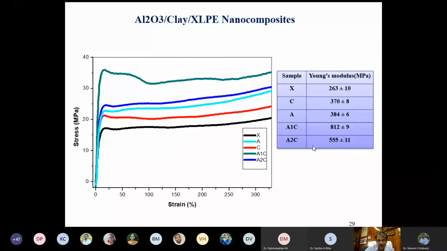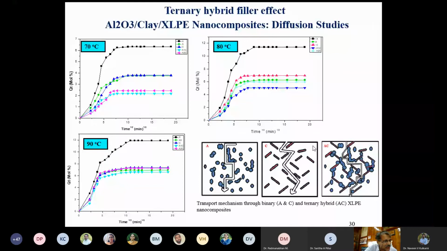We have three cartoons here. Look at the first cartoon. This is the polymer filled with aluminum oxide. The second one is the polymer filled with clay. And the third cartoon is polymer filled with clay and aluminum oxide. Next slide, please. You can see the three cartoons: first cartoon, second cartoon, and third cartoon. You can see the diffusion profile. You see the last cartoon, where you have clay and aluminum oxide. The polymer is completely resistant to the diffusion process.